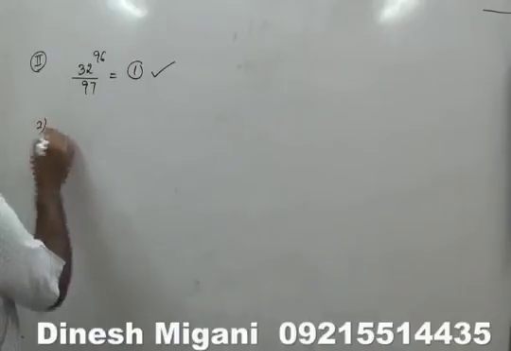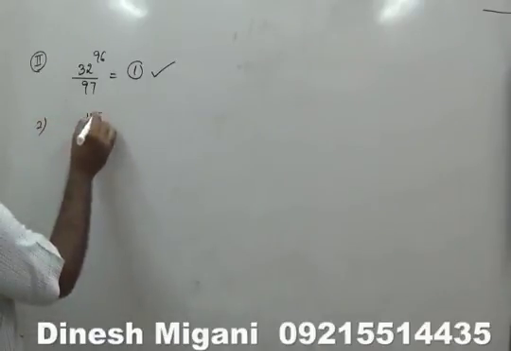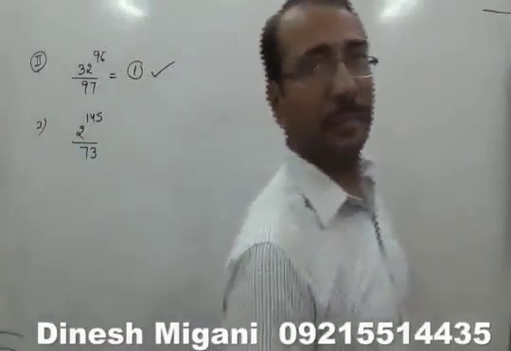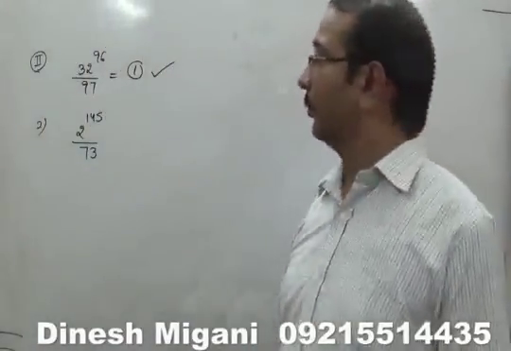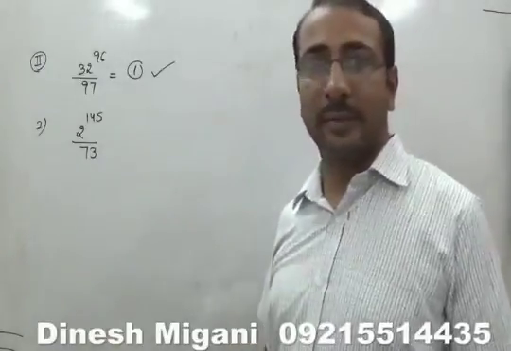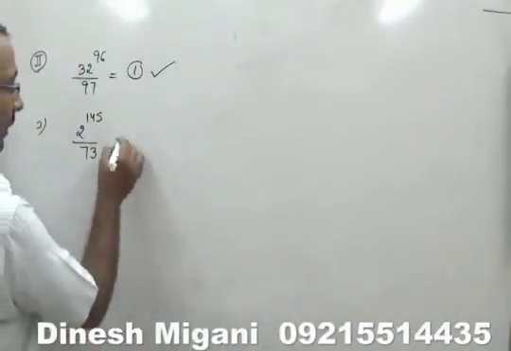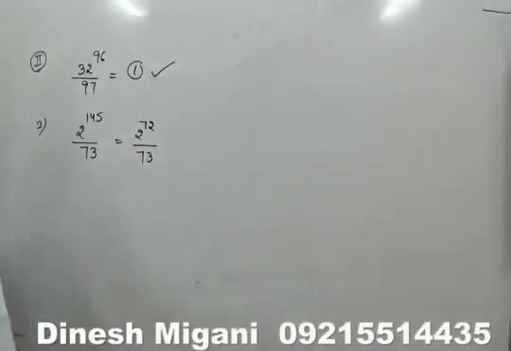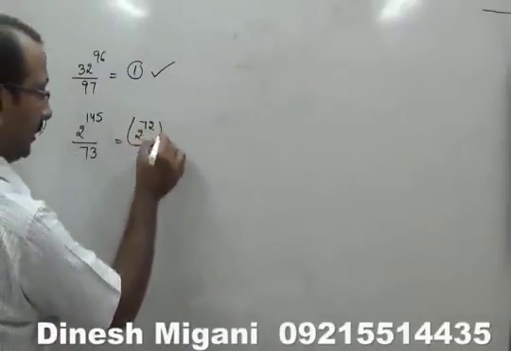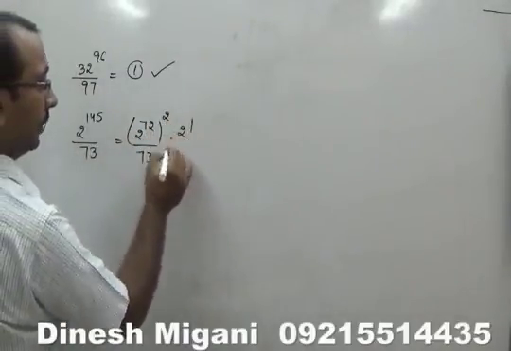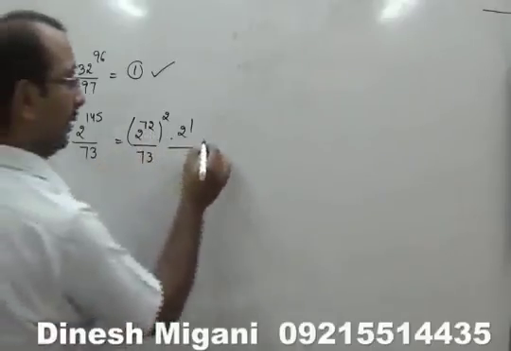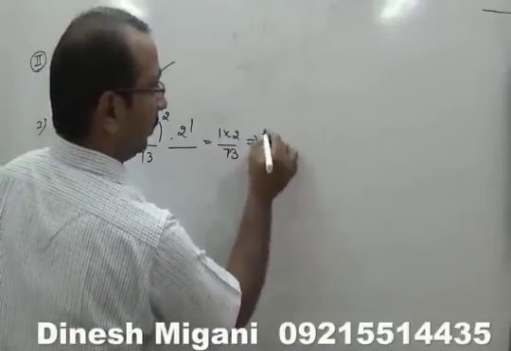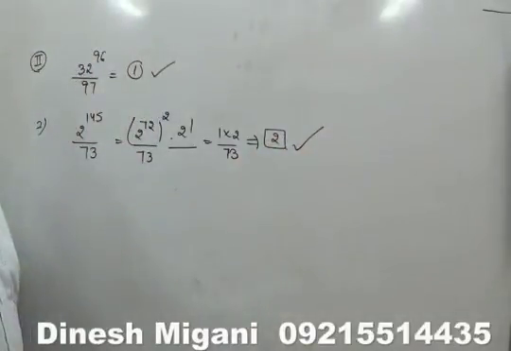Let us take the second question here. 2 raised to power 145 by 73. We have to find the remainder. Because 73 is a prime number, I can say that 2 raised to power 72 by 73, the remainder will be 1. But here my power is 145, so I make the power 2 into 2 raised to power 1, right? Now from here the remainder is 1, 1 into 2 by 73. So finally I can say the remainder is 2. That is my answer, right?